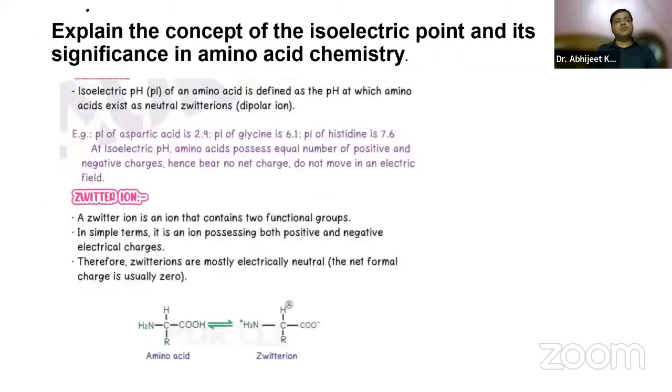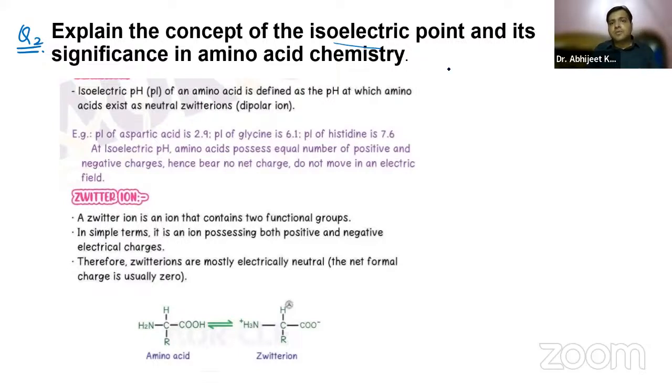Now coming on to the next question, question number 2. Here comes the next property and the question that I will be discussing. Explain the concept of isoelectric point and its significance in amino acid chemistry. Now, you guys already know that amino acids exist based on 2 properties. We have the isoelectric pH.